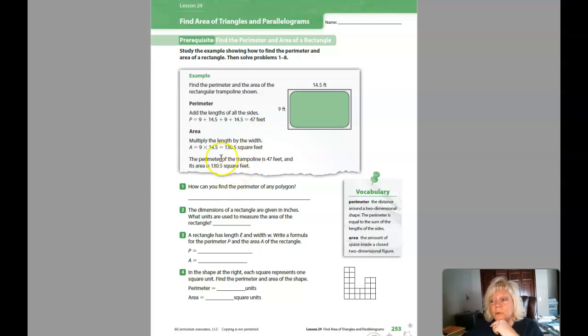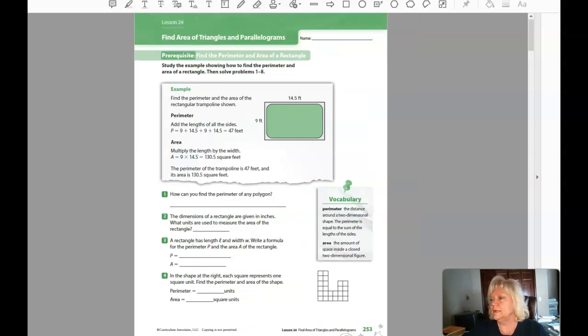Okay, so now this wants you to practice this. Find the perimeter and the area of the rectangle of this trampoline. Well, that's going to be 14.5. It's the exact same thing, but they put decimals in here because decimals is part of 5th grade. So we're going to do the same thing. Let me get my comment back here. Oh, let's see. Find the perimeter. I'm sorry, I did that wrong.